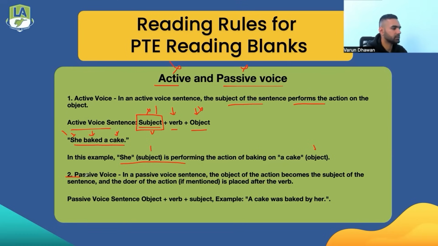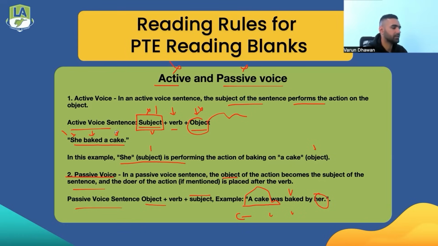Another form of sentence is passive voice. In passive voice, the object comes first and subject comes afterwards. In passive voice, object comes first and then at the end we have the subject. For example, a cake (object) was baked (verb) by her (subject), or computer was used by Varun, means computer is the object, used is verb, and Varun is subject. So whenever object comes first and subject comes afterwards, that is passive voice.